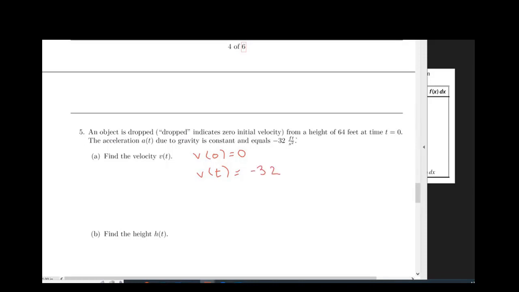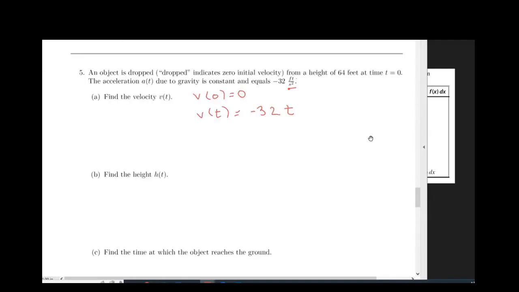And notice it's in feet per second squared. So if I multiply by time, then I'll get feet per second, which is velocity, like miles per hour. I multiply this by t, and I get the equation for the velocity. What am I finding the derivative of to give velocity? If I start with position and I take the derivative, I get the velocity.